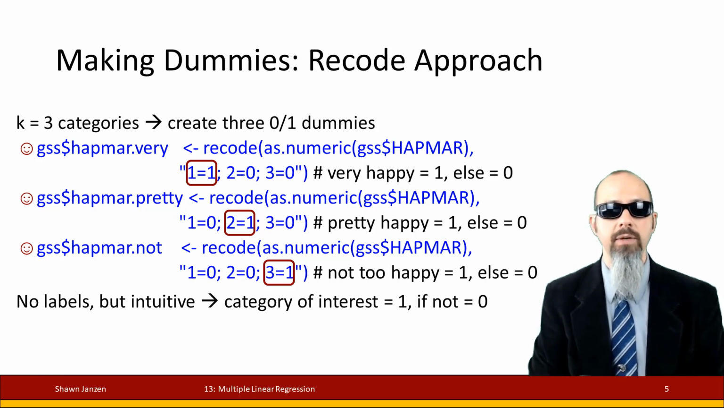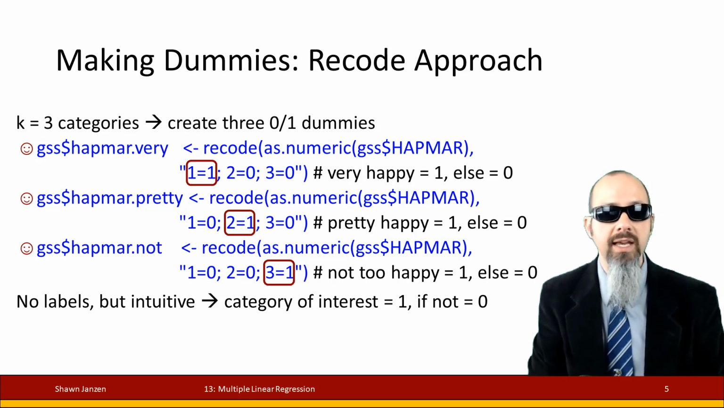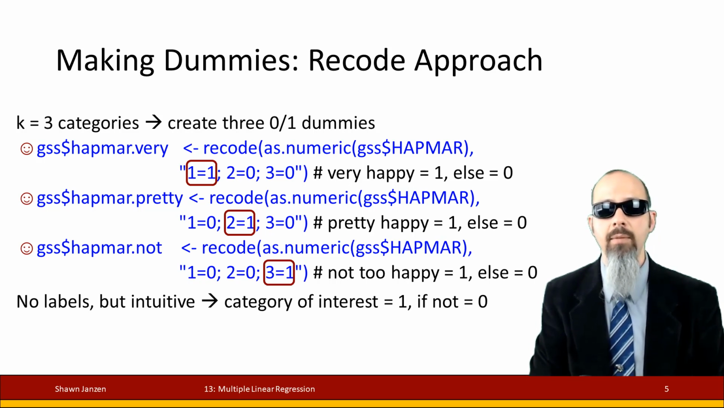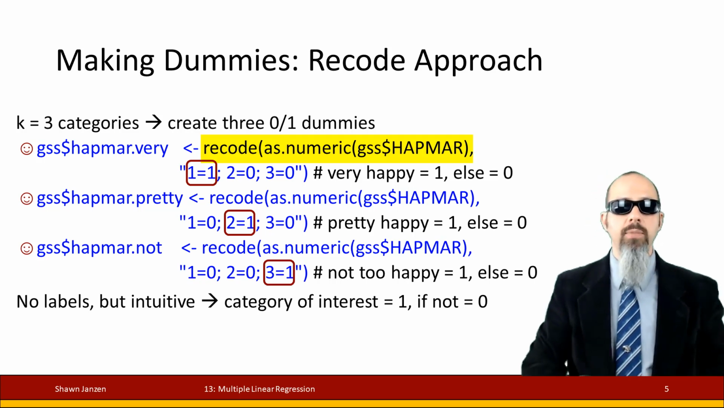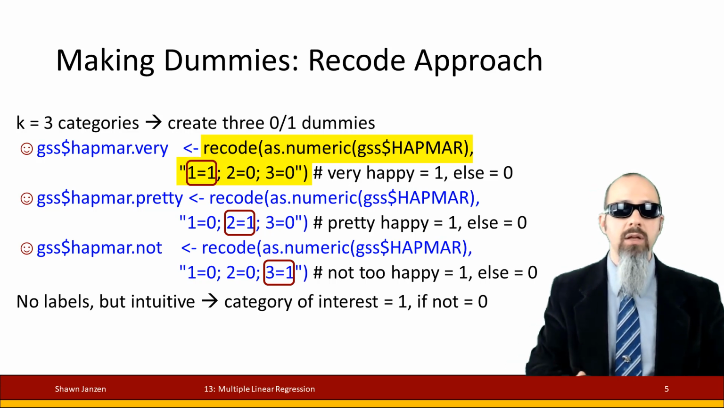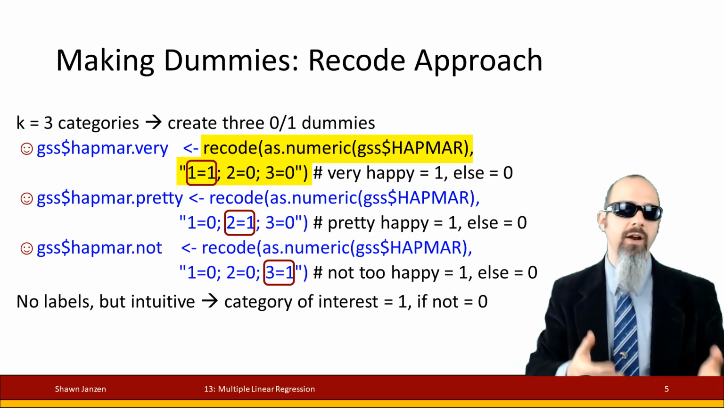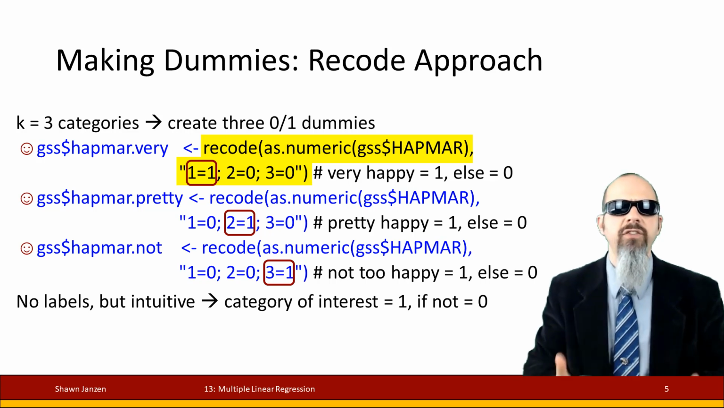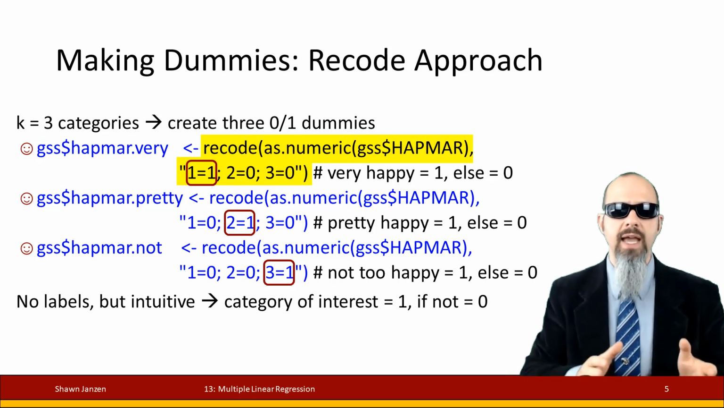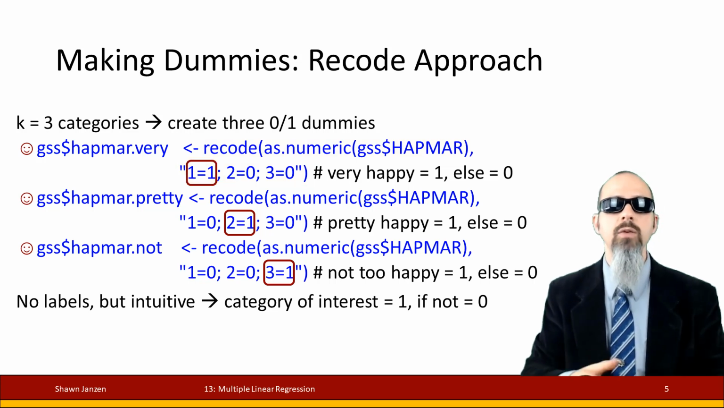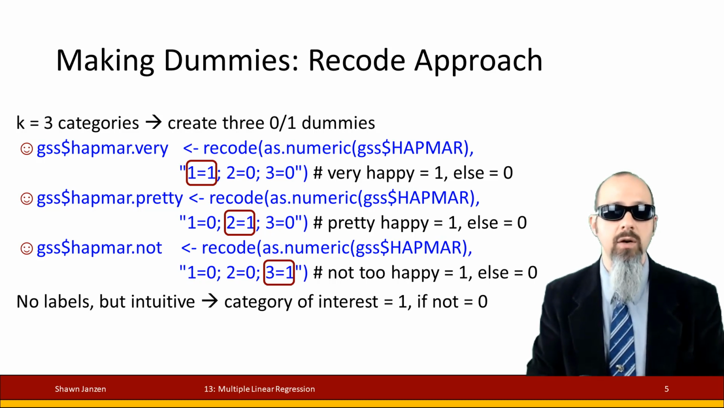In each one, I'm going to make a new variable, and in this case, I'm calling it hatmar.something, and then a word that indicates which one I'm looking at. So I'm going to have hatmar.very, hatmar.pretty, and hatmar.not for the very happy, pretty happy, and not too happy. For each one, I'm going to start with the same basic code approach, calling the recode function, followed by as.numeric with hatmar. I could use the text label names of very happy, pretty happy, and not too happy, but it's so much faster to just say turn hatmar into a numerical value and then recode those numbers, especially since the output value of these dummies I want as 0, 1 anyway.